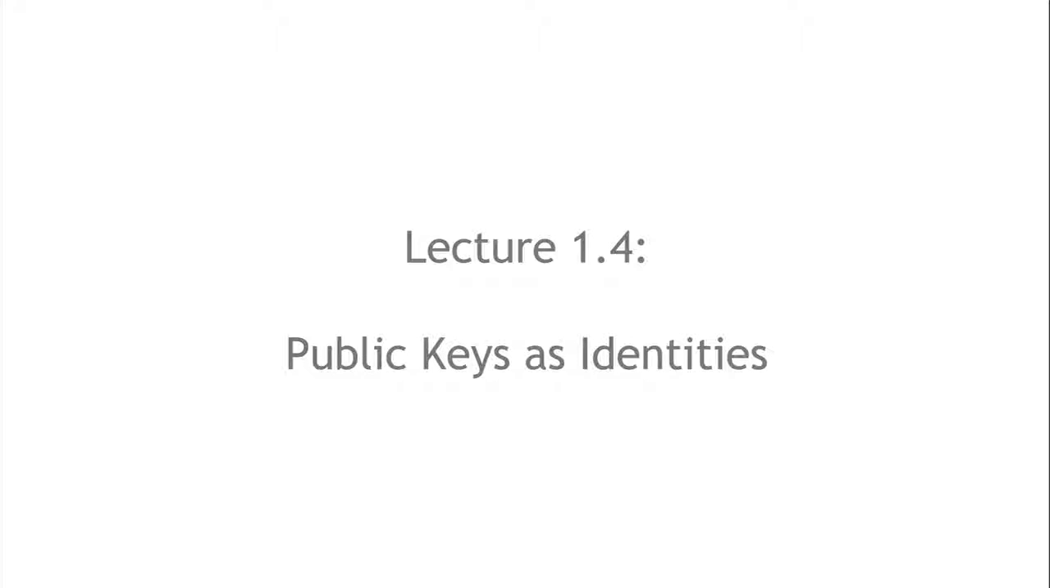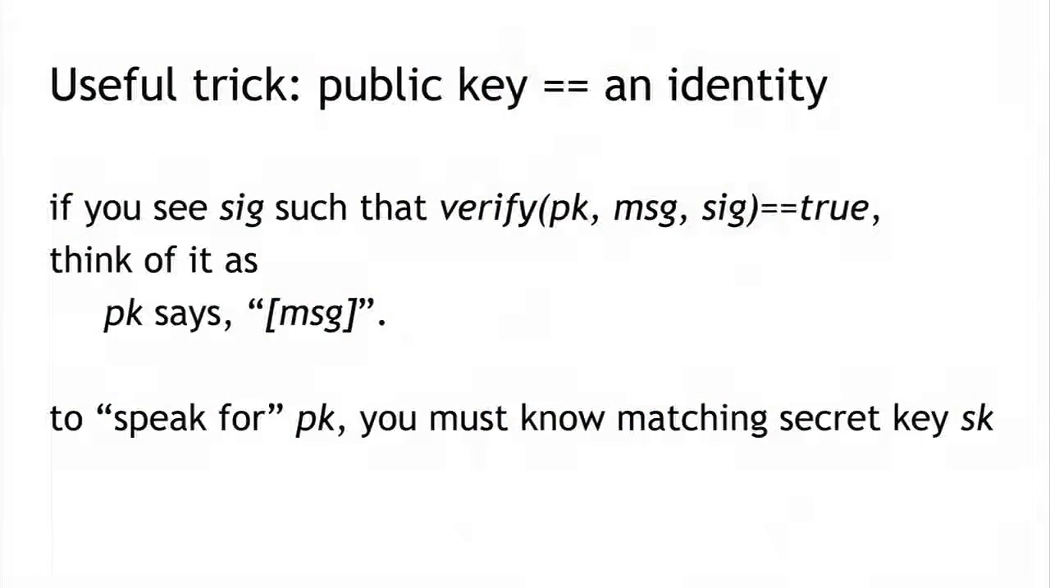In segment 1.4, we'll move on, having covered digital signatures, and talk about a nice trick that goes along with digital signatures. And the useful trick is this. The idea is to take a public key, one of those public verification keys from a digital signature scheme, and equate that to an identity. That is an identity of a person or an actor in a system. So if you see a signature that verifies correctly, that is, if you can verify with someone's public key that it is a signature on a particular message, then you can think of that as that public key saying the message.